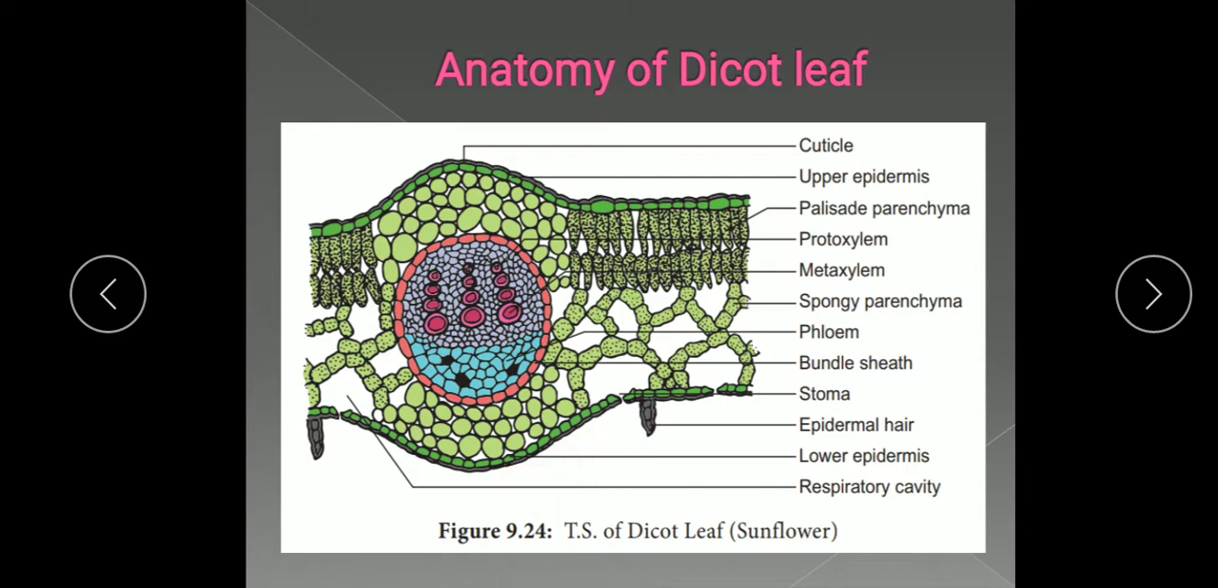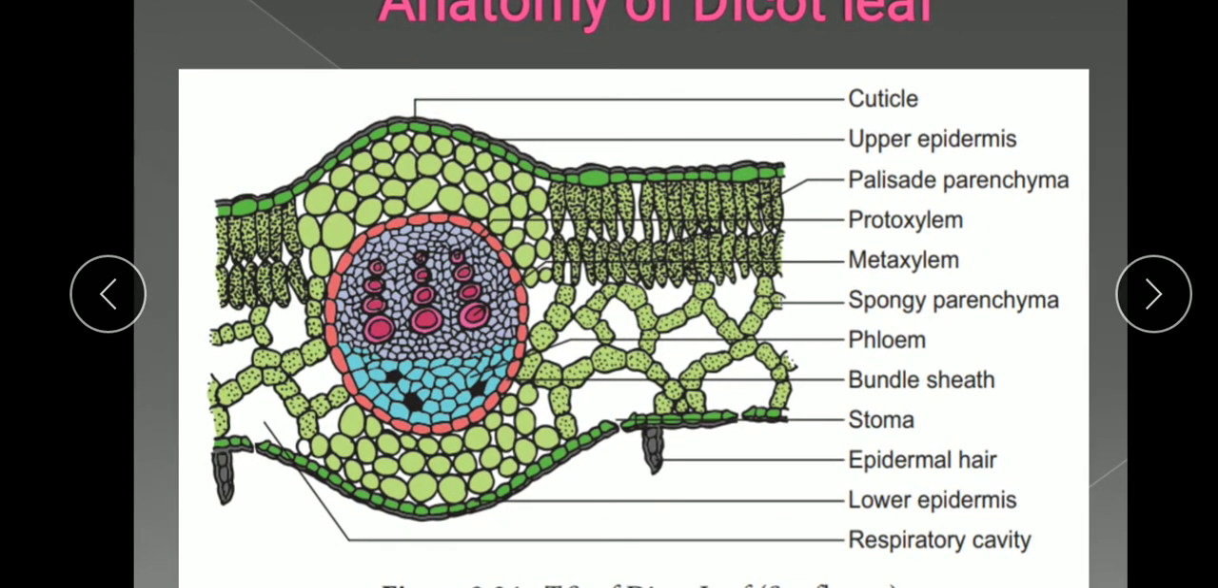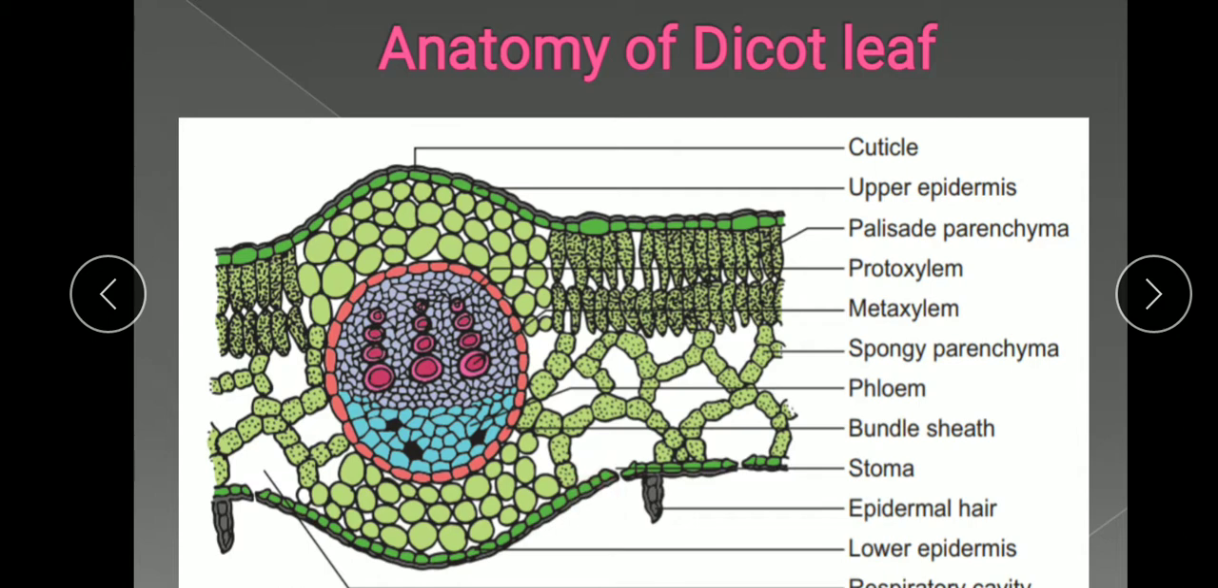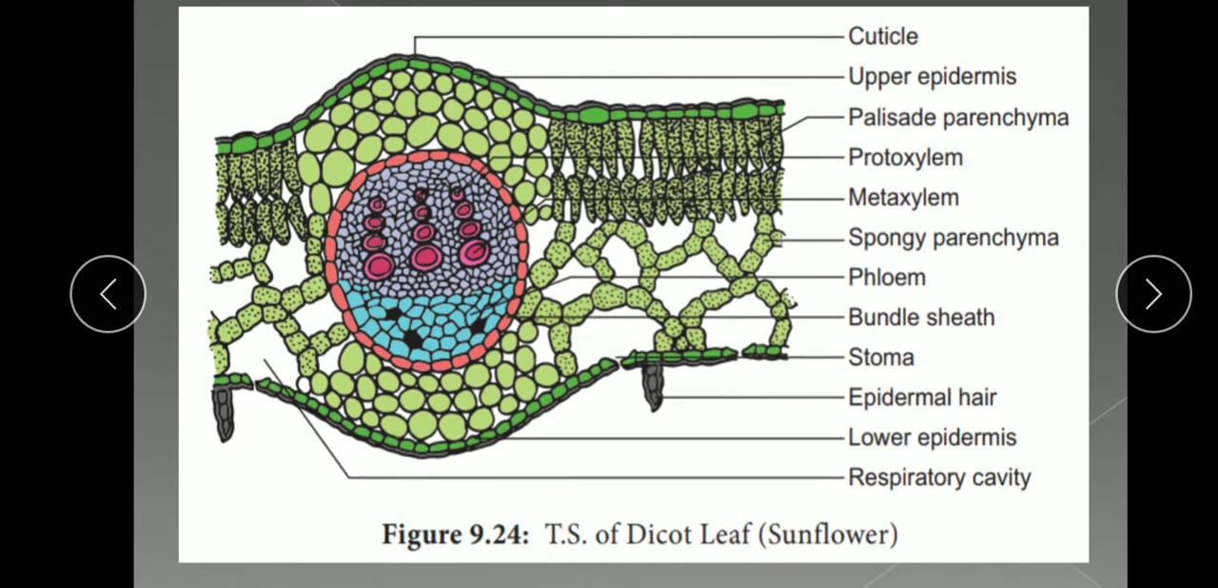Okay, we have studied in monocot leaf that upper and lower both the layers have almost similar number of stomata, but in dicot leaf, the lower surface, which we call the abaxial surface, has more stomata. Then we will come to the mesophyll tissue. Here you will see differentiation in the mesophyll tissue. The tissue between the upper and lower epidermis is known as the mesophyll tissue.